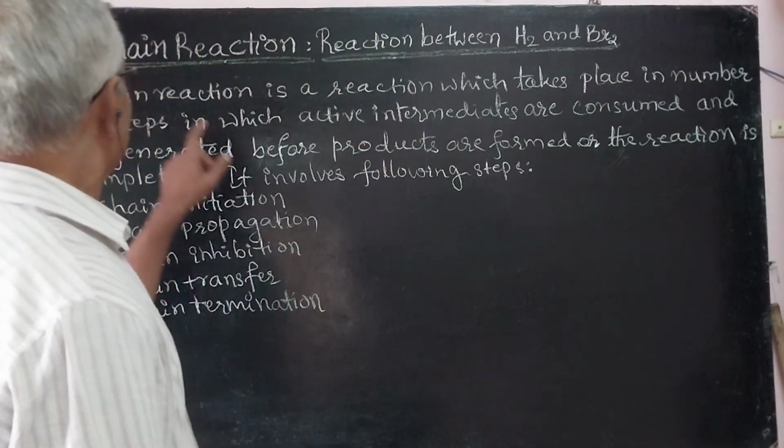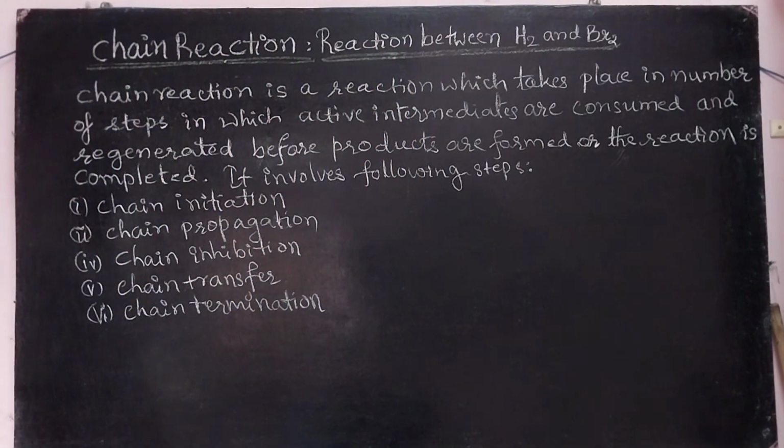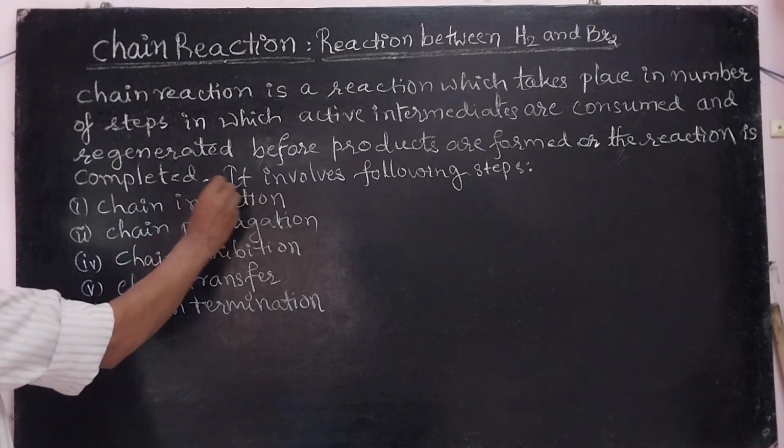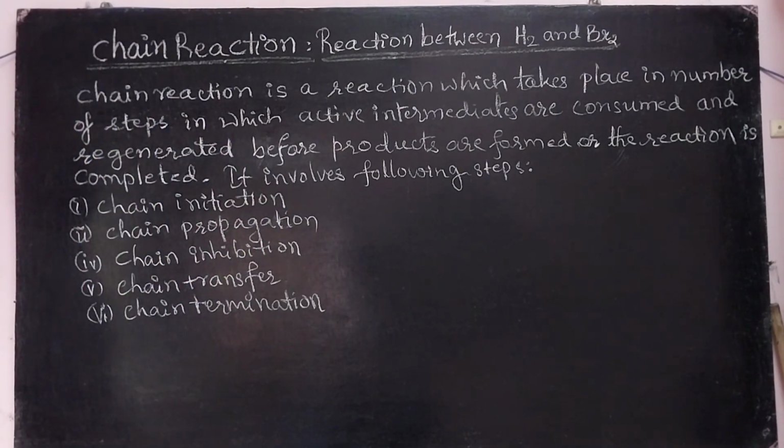A chain reaction is a reaction which takes place in a number of steps in which active intermediates are consumed and regenerated before products are formed, that is, before the reaction is completed. It involves the following steps.